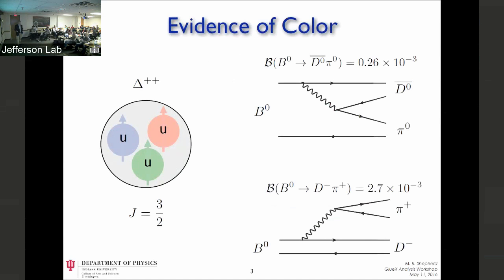And so this amplitude you expect to be 3 times bigger than this amplitude. All the other CKM elements are the same, and when you make the amplitude 3 times bigger, you get a rate that's about 10 times bigger, and that's about what you see here. So here's a good piece of evidence for color.